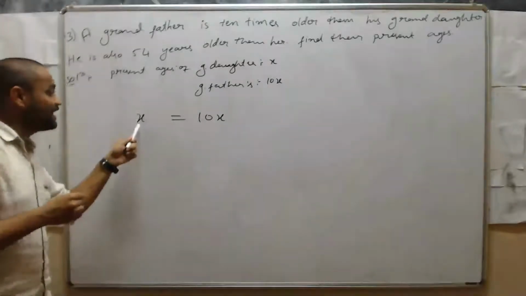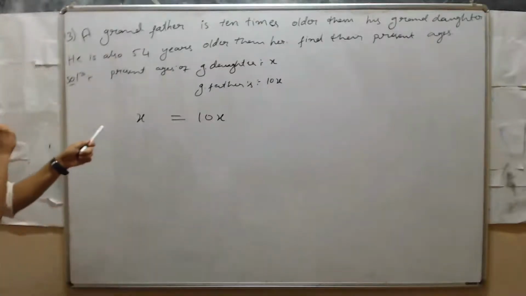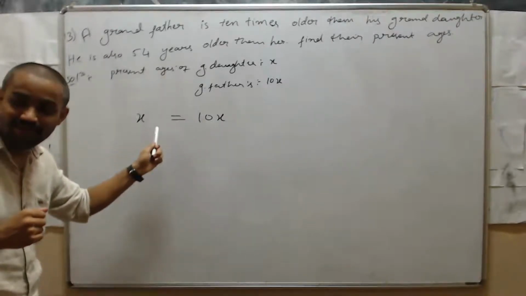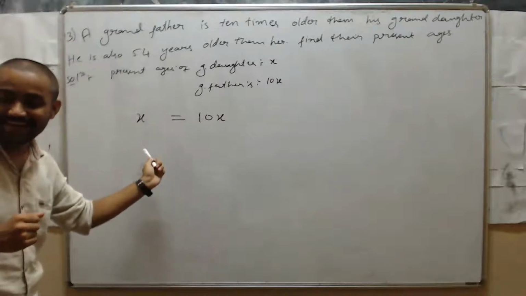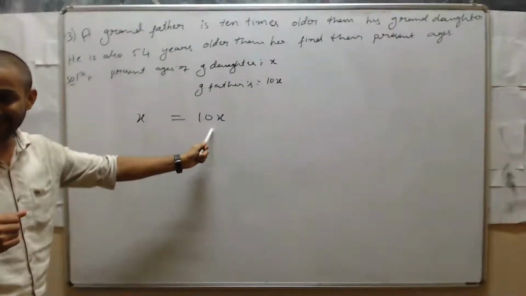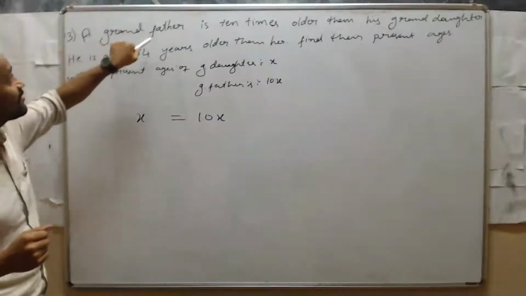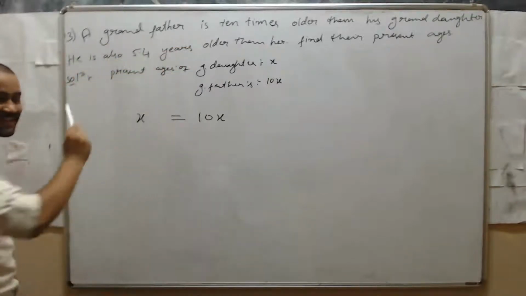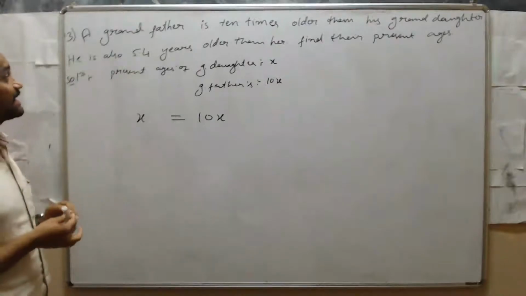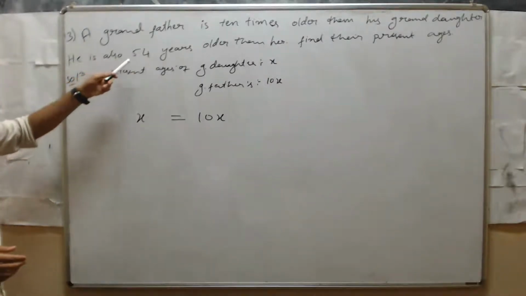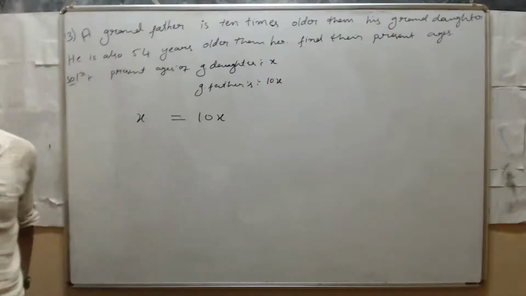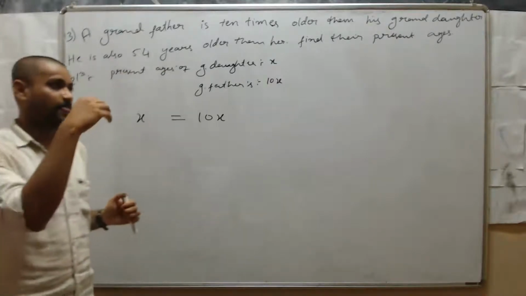The grandfather is 10 times older than his granddaughter. See in the question, the grandfather is 10 times older than his granddaughter, which is x as well as 10x. Is it clear? First, then he is also 54 years older than her.